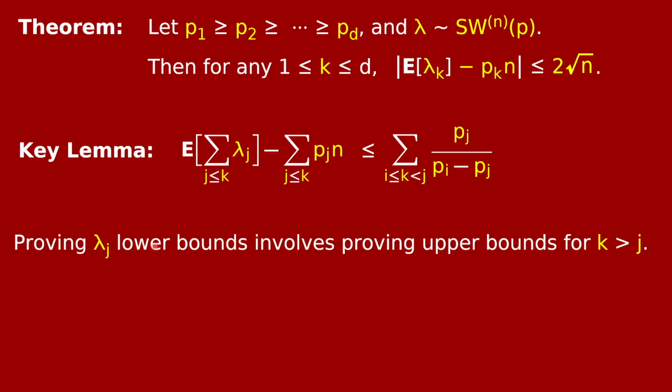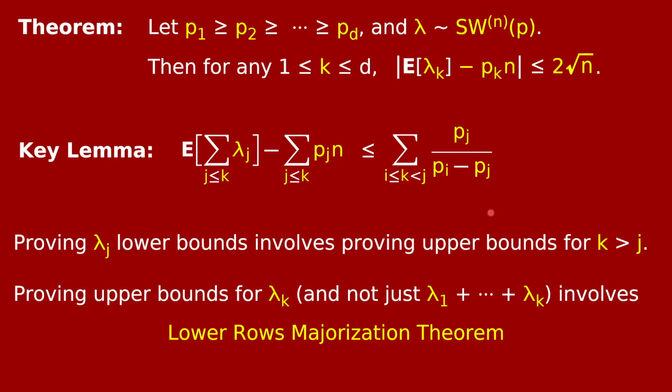So to prove lower bounds on some particular middle row, like lambda j, the way we do it involves proving upper bounds for subsequent k's, rows that are bigger than j. And to prove upper bounds for some middle row lambda k, and not like in the key lemma for the sum of the first few k's, involves a second majorization theorem that was proven by John Wright and me, which we call the lower rows majorization theorem.